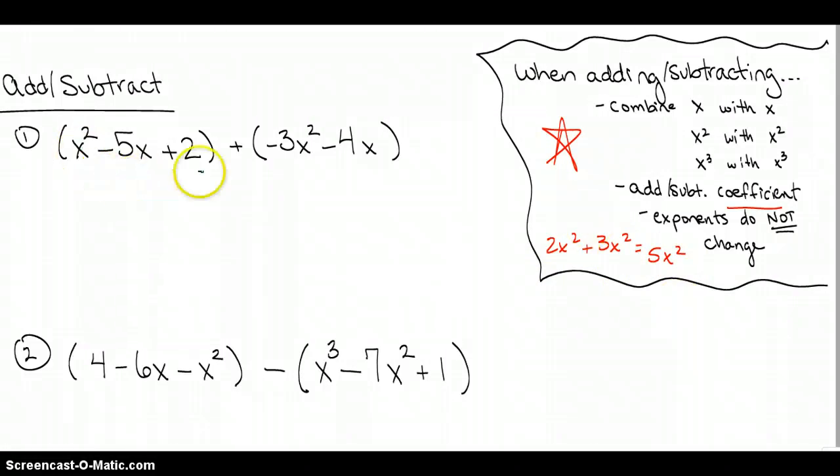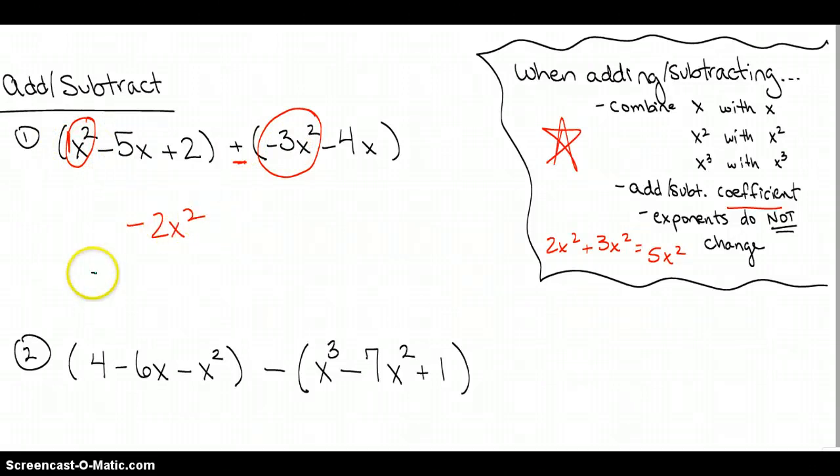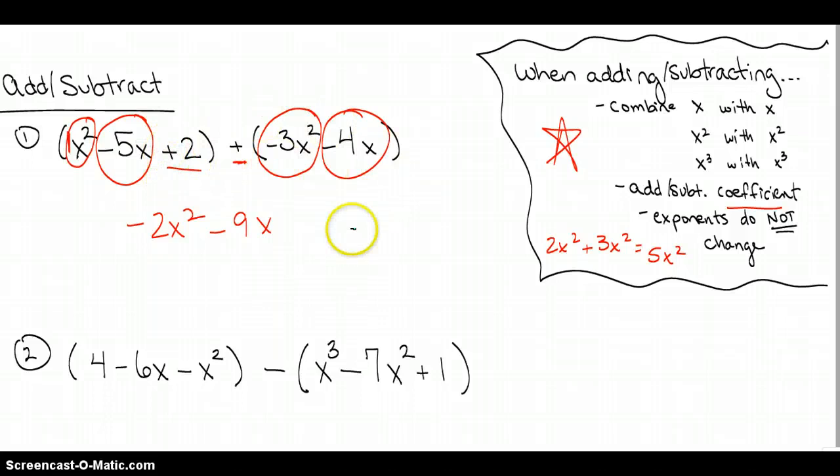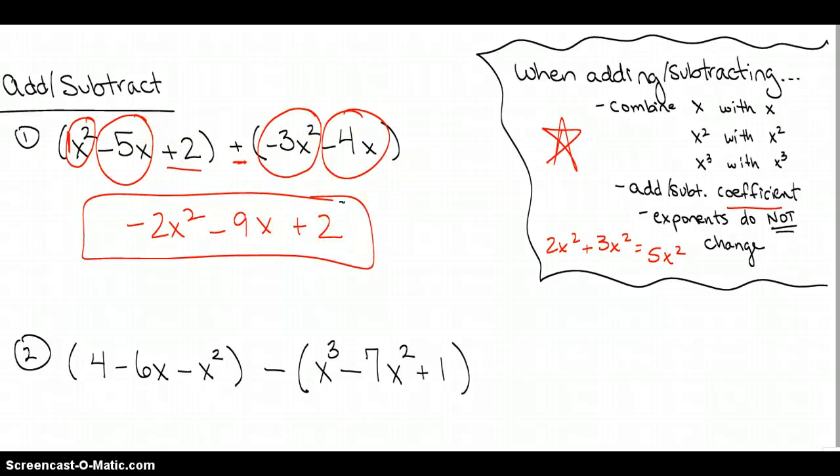So let's try these guys, and we're only going to combine like terms. Notice there's a plus sign. I have an x squared and I have a negative 3x squared. Those can be combined. Negative 3, and this is technically a 1, is negative 2x squared. Then I have my x's. I have a negative 5x and a negative 4x. Negative 5 plus negative 4 is negative 9x. And then I have a plus 2 that can't really be combined with anything, so I'm just going to tack that on at the end, and I'm done.